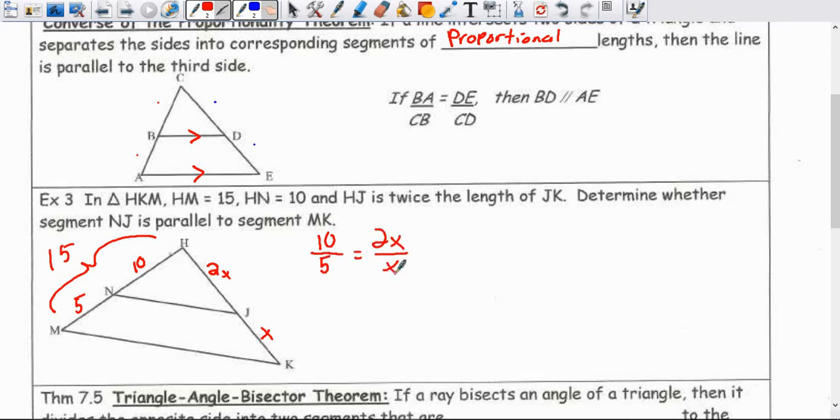All right? So we cross multiply, we get 10x equals 10x. And because those 2 things are equal, we can stop right there, and that tells us that NJ is parallel to MK. So we can write out that NJ is parallel to MK. All right? So because those 2 pieces are equal, it works.